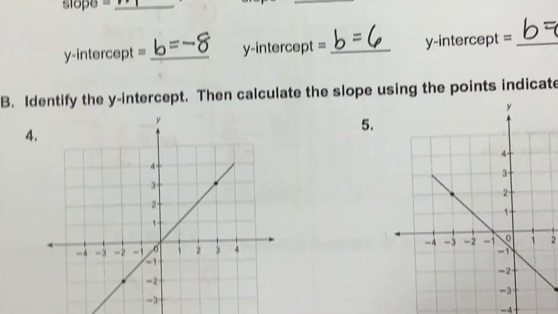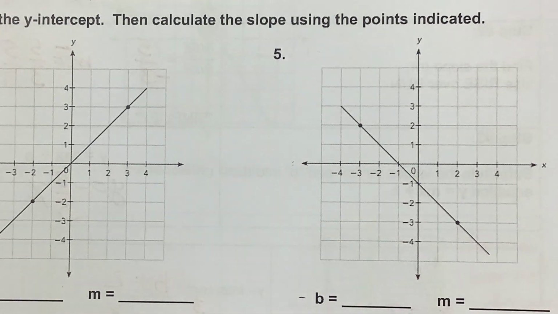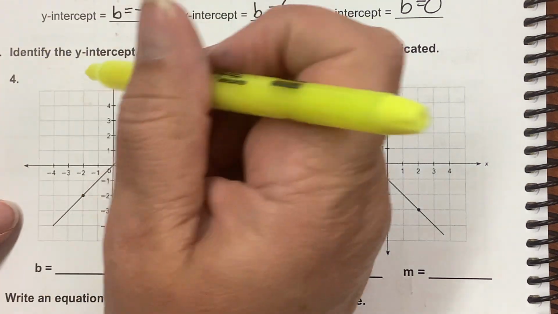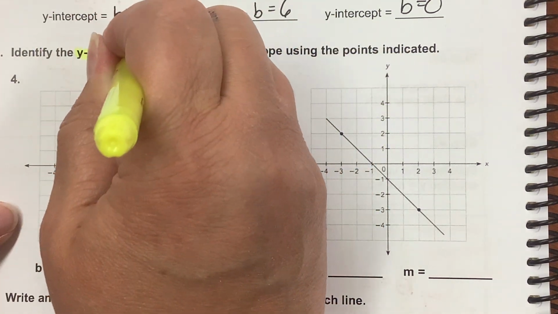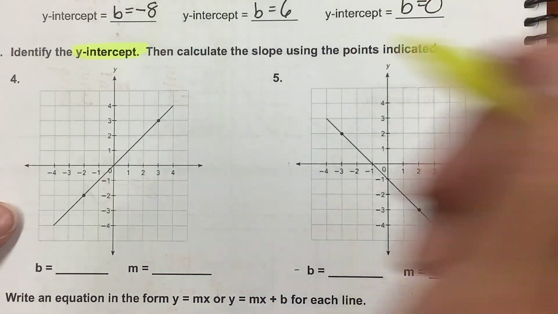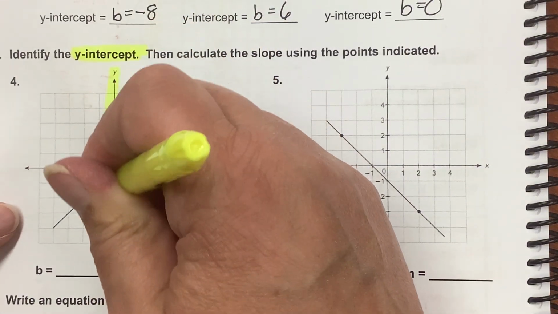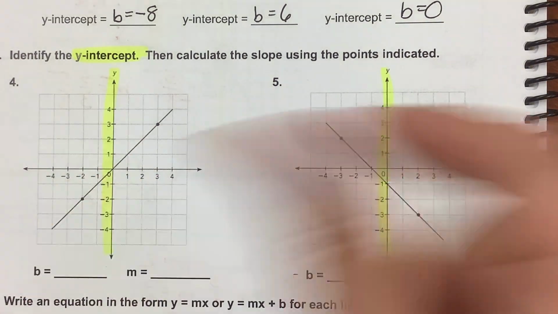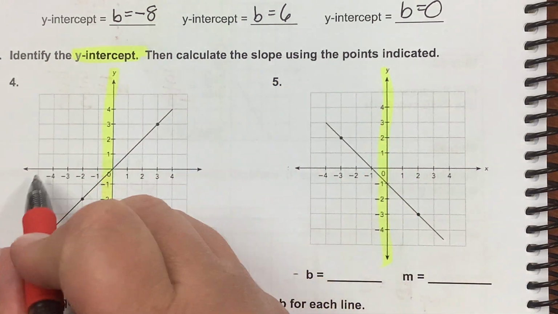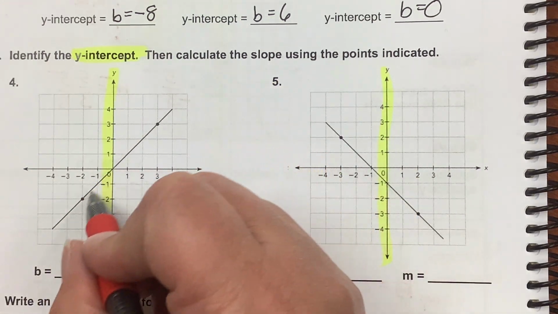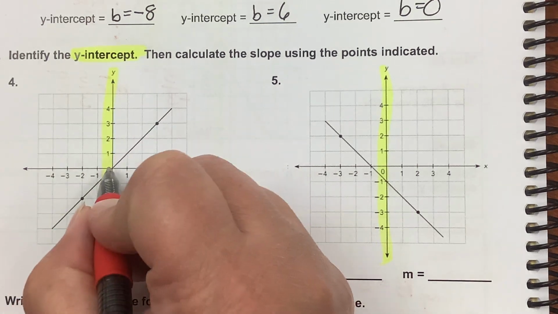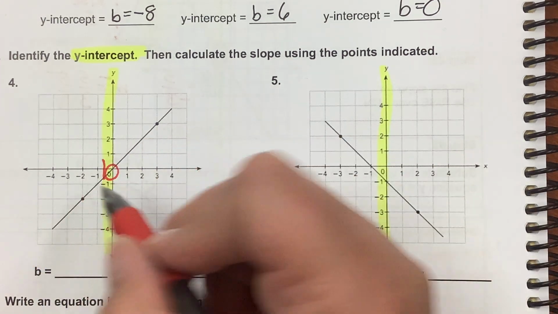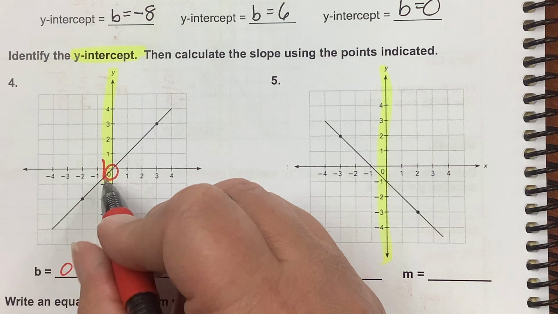So let's take a look at these. I like to use a yellow highlighter when I'm finding the y-intercept. Why? Because yellow starts with y, and y-intercept is going to be on the y-axis that's yellow. I'm going to make both of them yellow. Now to find the y-intercept, I have to find where the graph of the line crosses the y-axis. And it crosses right here at 0. I'm going to make that a b. B is 0. That's my y-intercept.